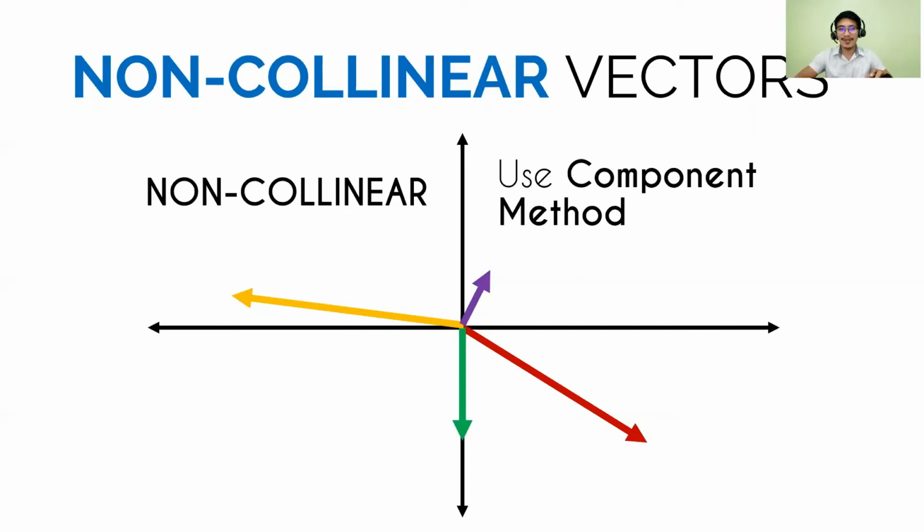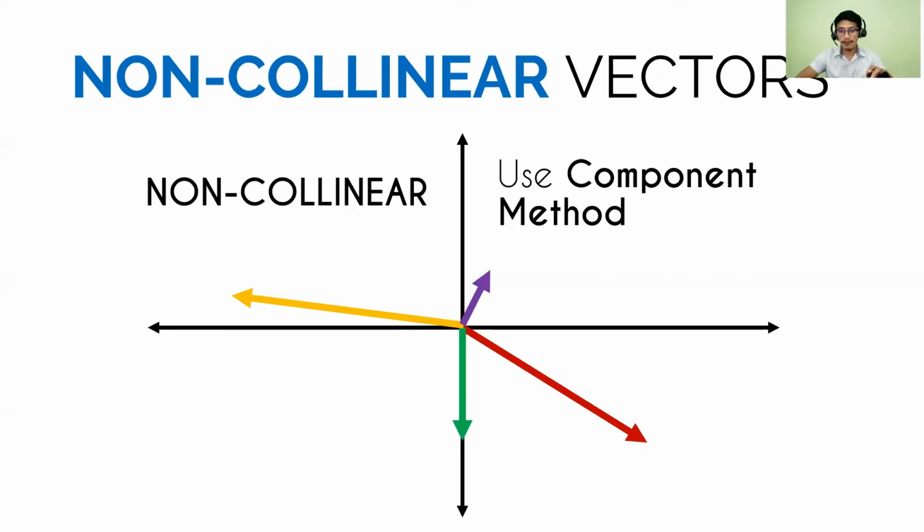Good day, students. This will be the continuation of our previous discussion on vector addition. We are already done discussing collinear vectors, or vectors along the same line or along the same axis. And we are also done discussing perpendicular vectors, or vectors acting 90 degrees to each other.